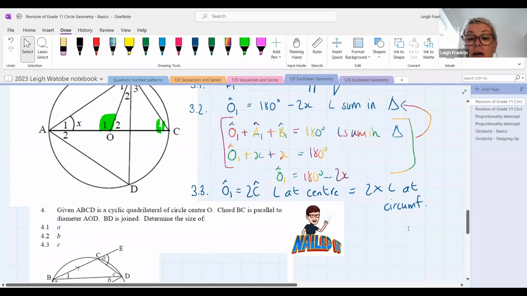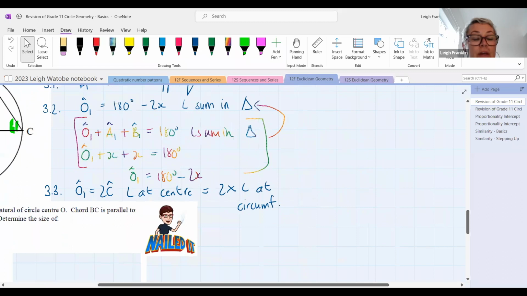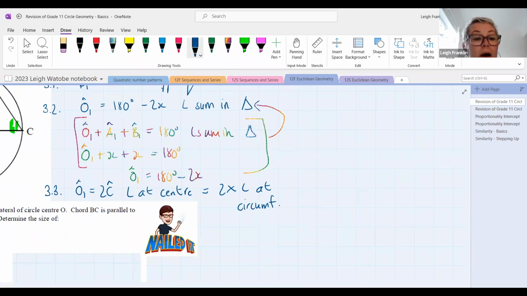I can't move this down, so let's just write over here. O1 is twice as big. So O1 is 180 minus 2x, and that is equal to 2 times angle C. So I'm going to divide by 2 over there. That means that angle C is going to be equal to 180 over 2, which is 90, minus 2x over 2, which is 90 minus x.